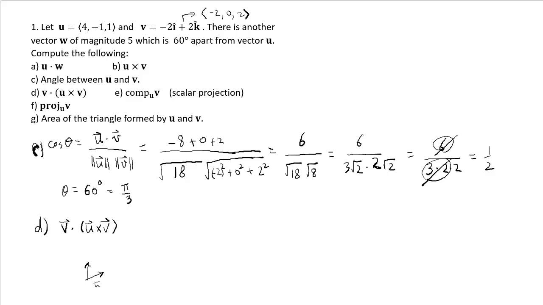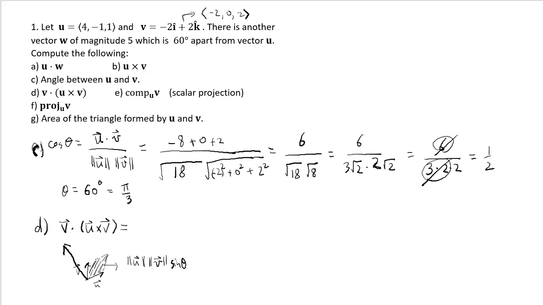So if this is u and that's v, and then you think about this parallelogram, the parallelogram area is going to be the magnitude of this, which is norm of u times norm of v times the sine of the angle between. And this u cross v is perpendicular to both u and v. So whatever this is, it's going to be perpendicular to v. Now the question is, what is the dot product between two perpendicular vectors?